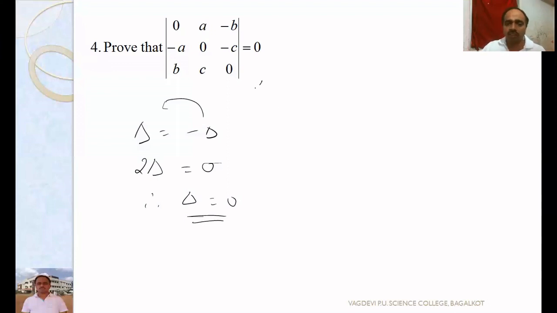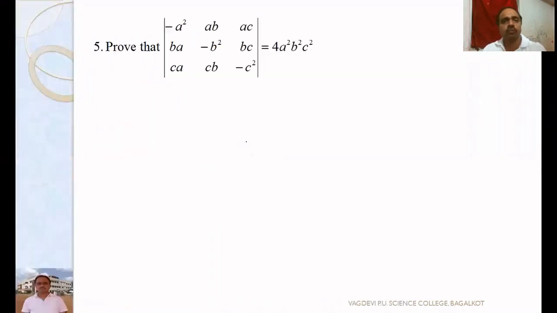We have taken this given determinant as delta, and we have got delta is equal to minus delta. So 2 delta is equal to 0. So delta is equal to 0. So that we have done in the last class. We go to the next question.